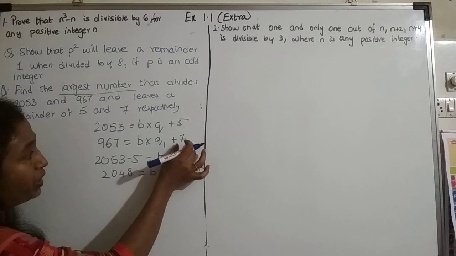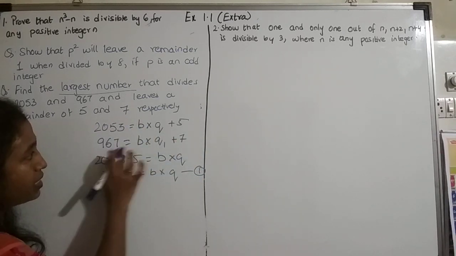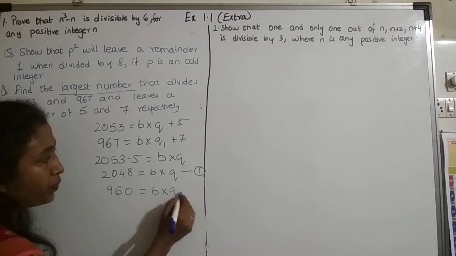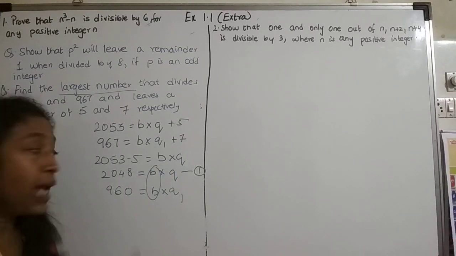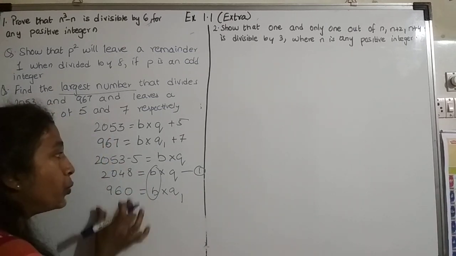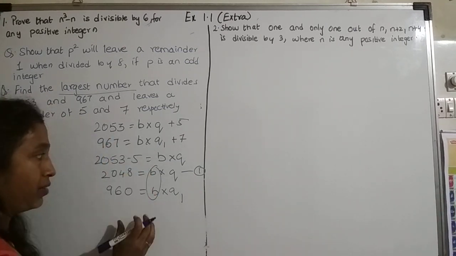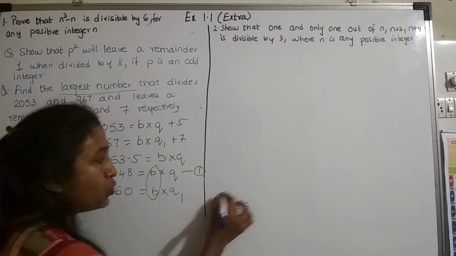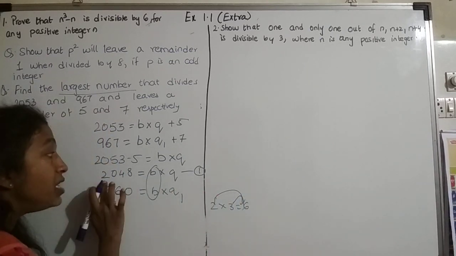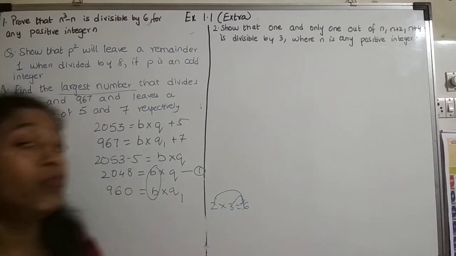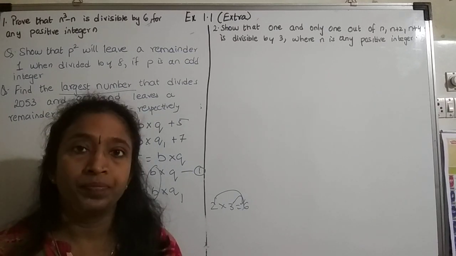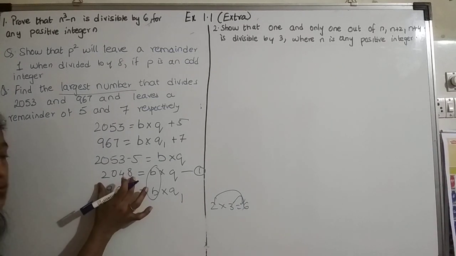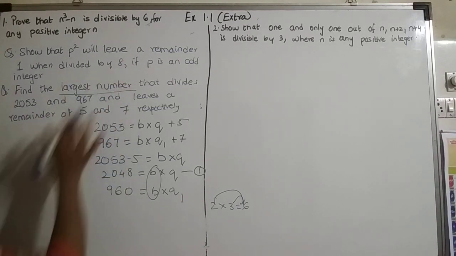Similarly, if I take 7 to this side, I get 967 minus 7, so it becomes 960 equal to b into q1, where b is common. And b is the largest number that is going to divide, so b is the highest common factor. Suppose 2 into 3 equals 6, that means 2 is a factor of 6 and 3 is a factor. So here b is a factor of both, and it is the highest common factor. So we have to find the HCF of 2048 and 960 to get the largest number.